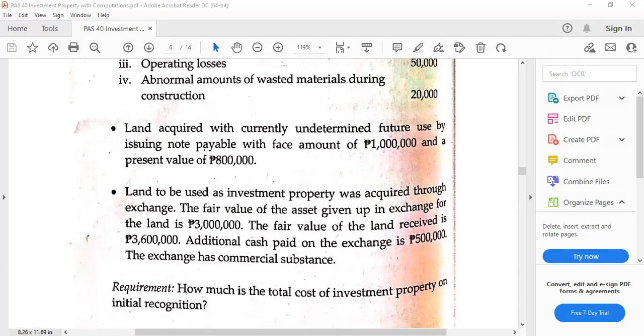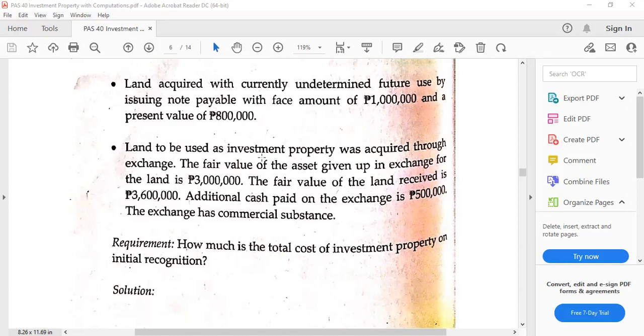Next, what about for land acquired for or with currently undetermined future use? That's really for capital appreciation, therefore IP. And then there is an issued note payable with face amount of 1 million, but with the present value of 800,000. Now, for cases of installment, especially with the notes payable, if ever there is no cash price equivalent, then we are going to use the present value. The cash price equivalent is the fair value, actually. So we use 800,000 only.